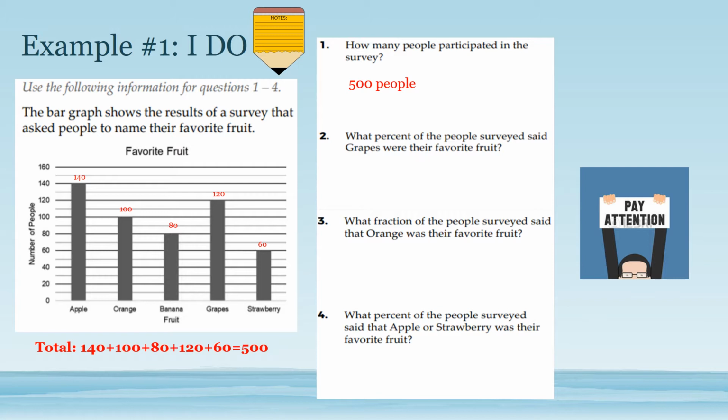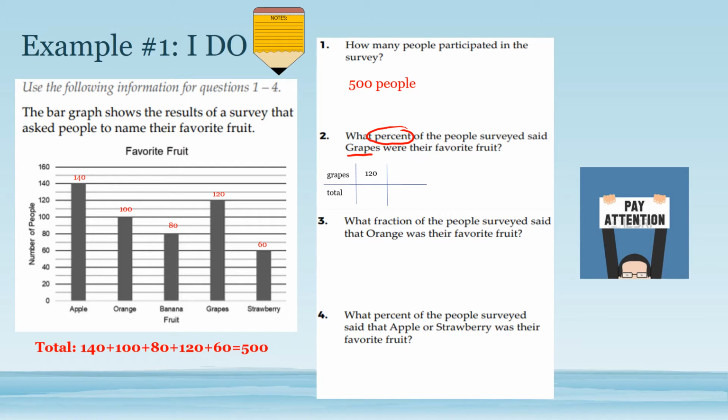What percent of the people surveyed said that grapes was their favorite fruit? Now we're going to talk about percent. Whenever we are doing percent, we're going to use our Big H strategy. Percent means we're talking about a part of a whole. That means we're doing our part to whole comparison. So how many students like grapes out of the total number of students surveyed?